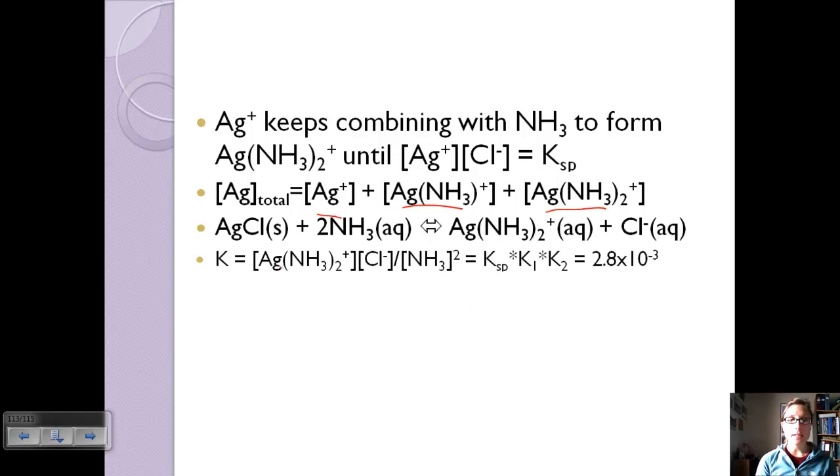And if we wanted to find the K value, okay, we're going to take our two products divided by our reactant, and remember it's squared because of the 2 here, and we're not including the AgCl because it's a solid, and that's equal to KSP times the K1 times the K2, which is 2.8 times 10 to the negative 3.